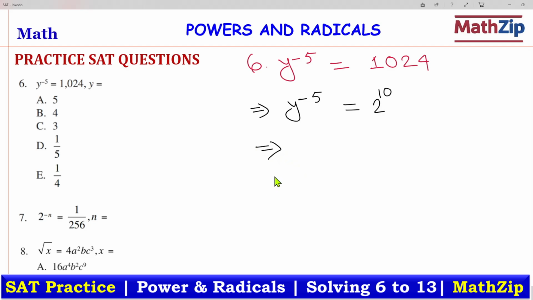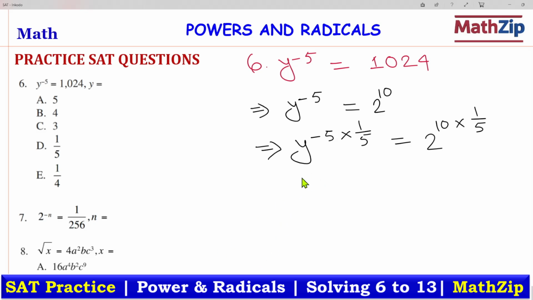In this case, what can we do? We can take the fifth root, or raise both sides to the power of 1 by 5. It means we can write y to the power minus 5 times 1 by 5 equals 2 to the power 10 times 1 by 5.